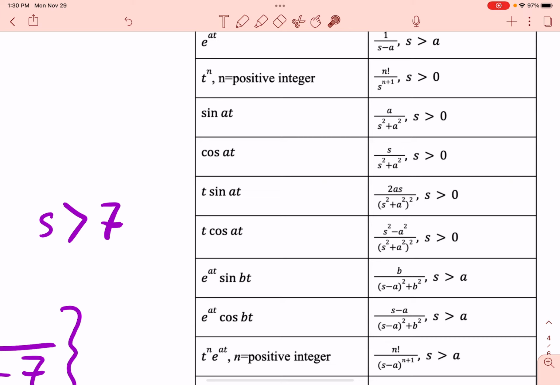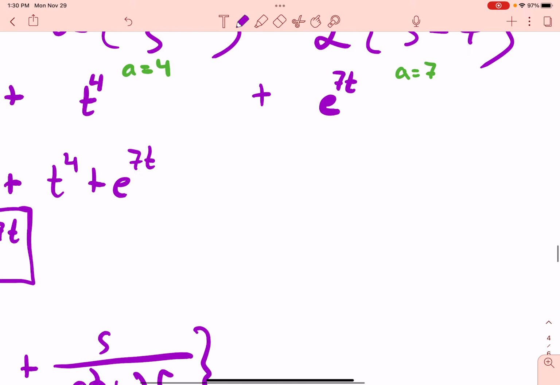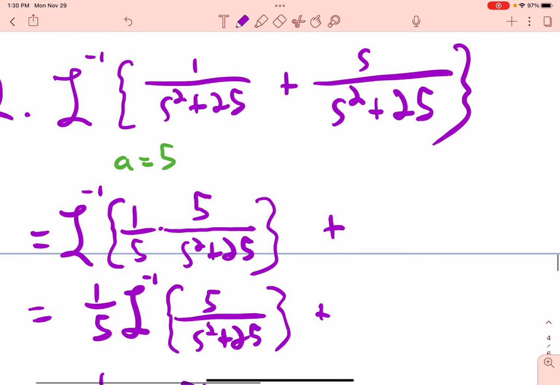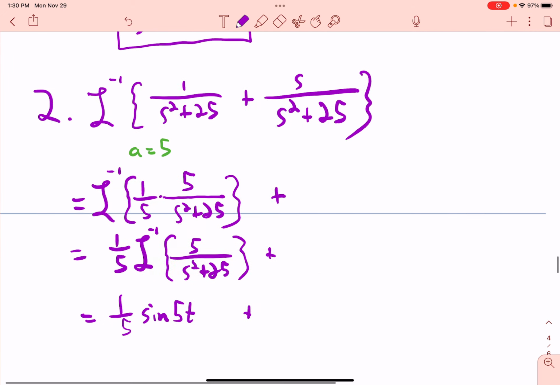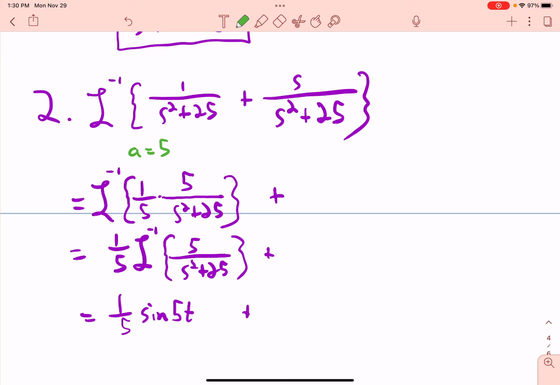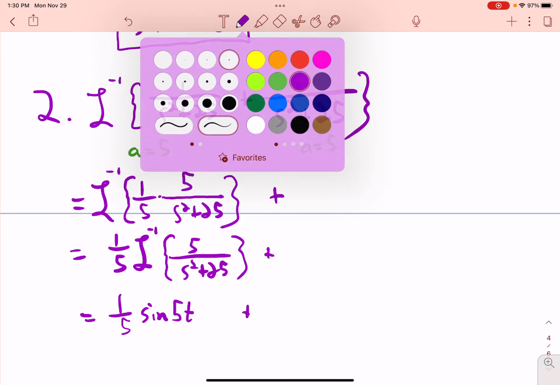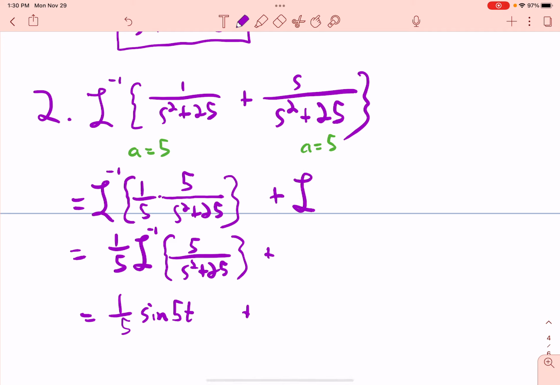So a is 5, and you'll notice there's no a on the top, so we don't have to do any adjustment by multiplying the top and bottom by something. We already have an s on the top, and there's no need for anything else up there. So for problem 2, we're once again going to say in the second part that a is equal to 5. And I think we can just apply that inverse Laplace transform immediately to s over s squared plus 25, and that is equal to cosine 5t.